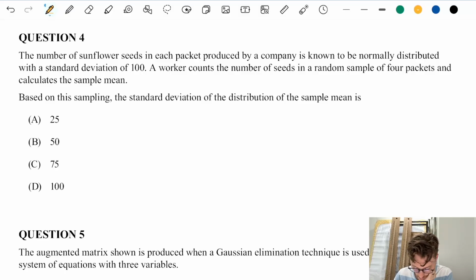Fine. A worker counts the number of seeds in a random sample of 4 packets. Okay, so this is pretty important, right? I got 4 things in a sample, and I calculate the sample mean.